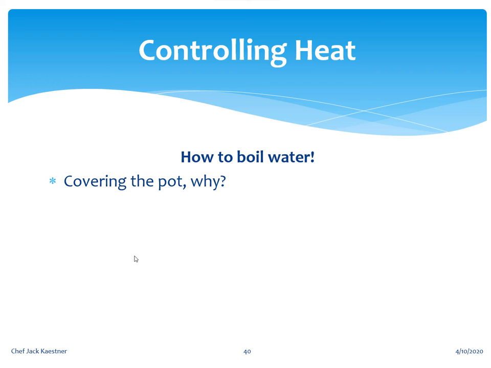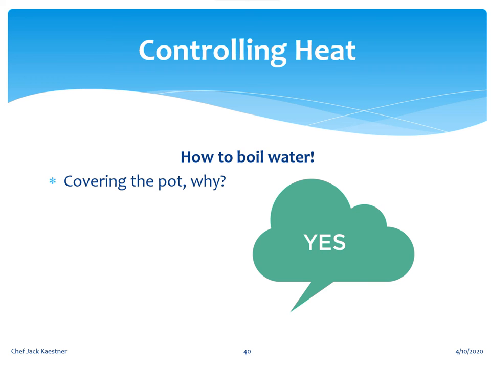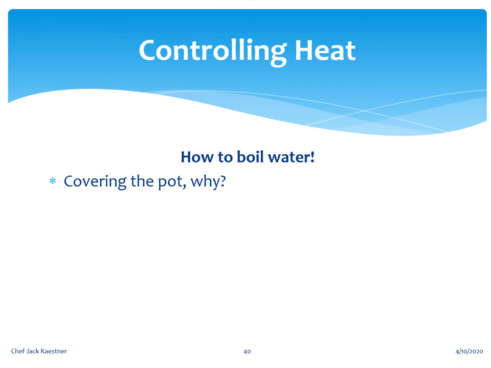How to boil water. Why does covering the pot help? Correct, because it traps the steam. And again, the steam has a lot of heat energy, and otherwise it just goes up and out your exhaust hood. If you put a cover on it, it traps that heat, and it'll heat your water quicker.